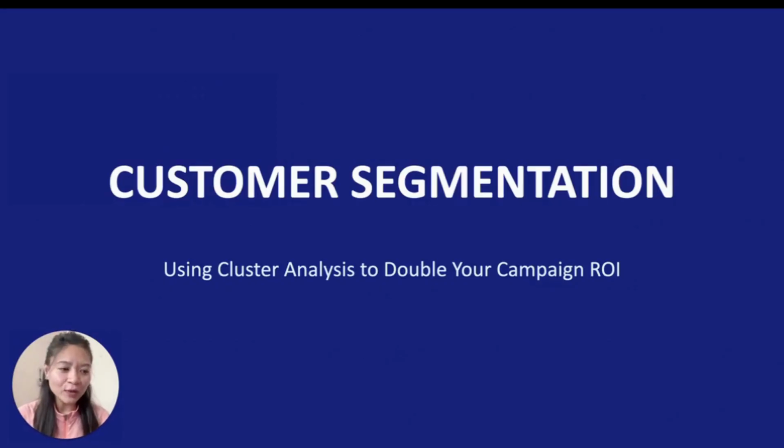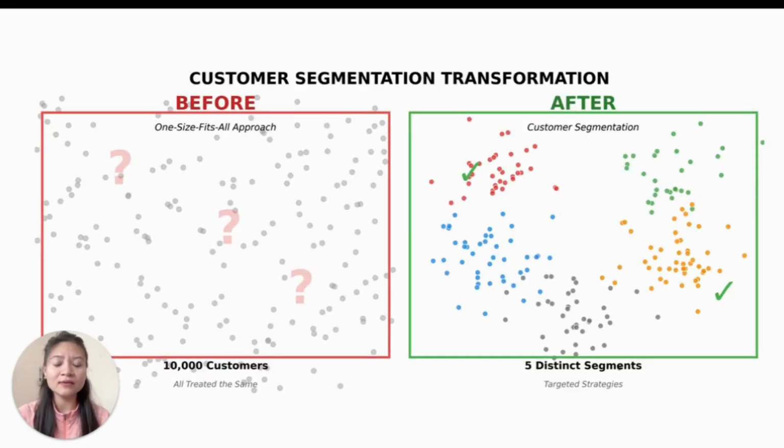Hi, I'm Vidya Dongol, and in the next 10 minutes, you'll learn how to turn a messy customer database into actionable marketing segments that can double your campaign ROI. So this is the customer segmentation transformation: before, the 10,000 customers who are treated the same, and after customer segmentation, where we have found 5 distinct segments with targeted strategies. And here's why this matters.